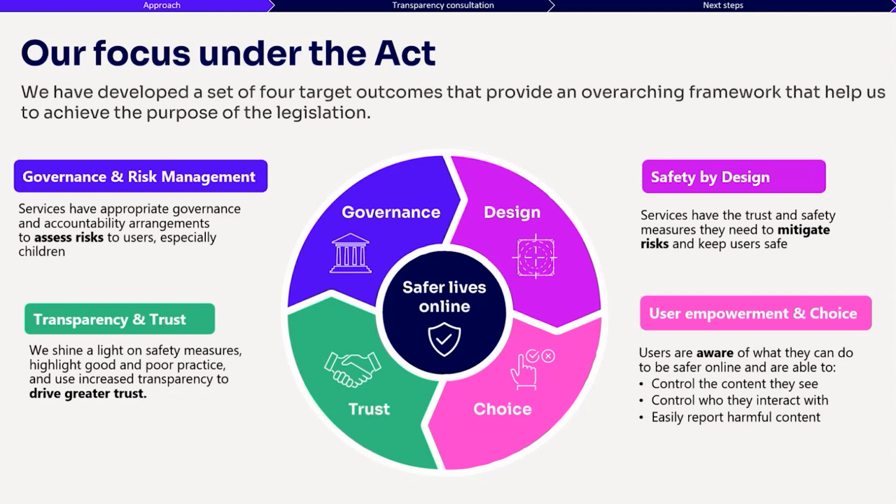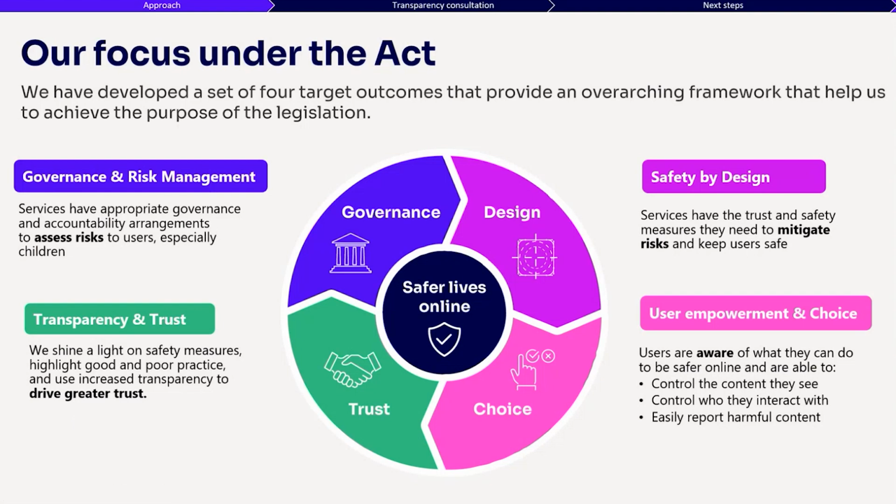The third element is around user empowerment and choice. So a lot of users probably aren't aware of the level of choice they have about the type of content that they're served, who they can actually interact with and who can interact with them, and the steps that they can take where if things do go wrong, what can they do to actually report that the harm that's arisen, and also expect that something is done to sort of address those harms.